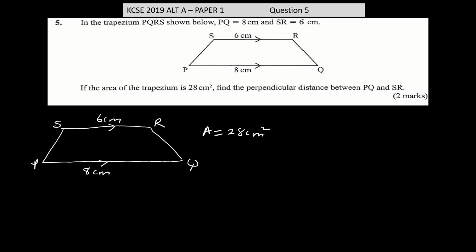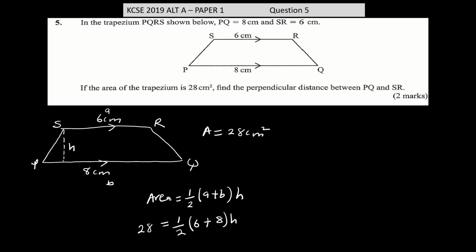From the law of trapezium, we can see that what we are being asked to find here is the height, which is h. In the law of trapezium, we have that the area of trapezium equal to 1 over 2 (a plus b) h, where the smaller length is a and the wider length is b. So here we are going to have area, which is 28, equal to 1 over 2. Our a is 6 plus b, which is 8, h, which is what we are looking for.